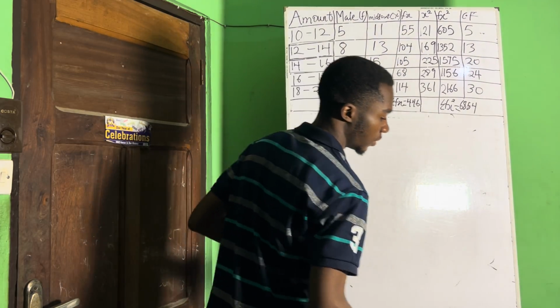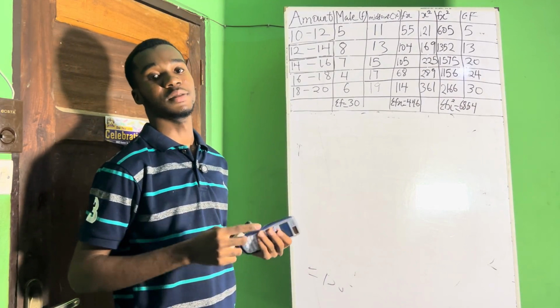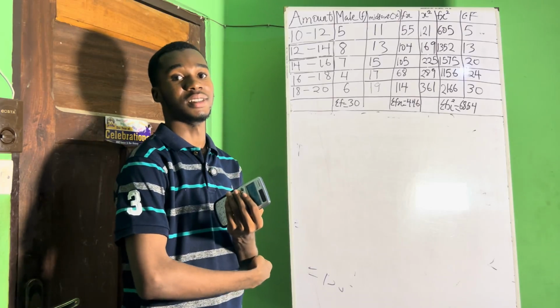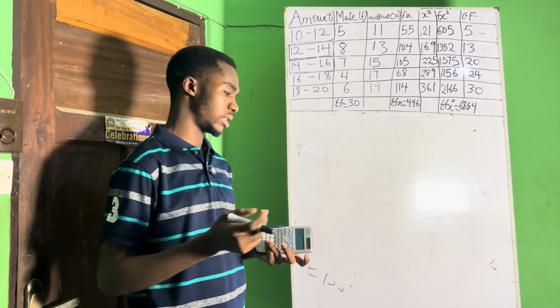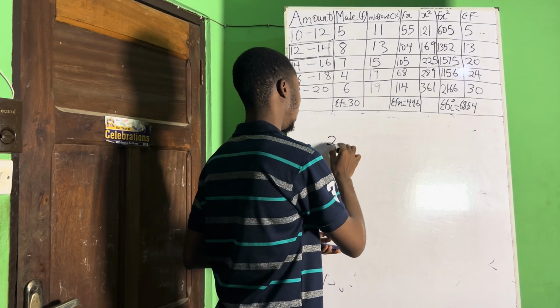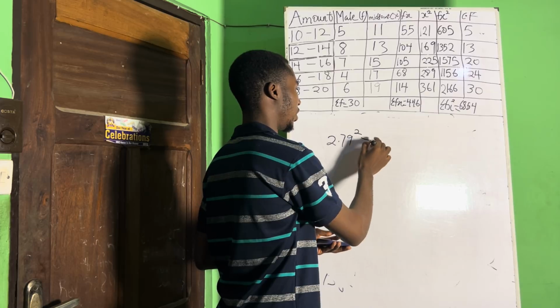All right, if you want to find the variance, just put in your mind that the variance is the square of the standard deviation. Do you get it? So if you are asked to find the variance, just find the standard deviation, then you square it. For the standard deviation, I think we got 2.7 something. Is it 2.79 or so? But assuming we got 2.79, we'll just square it.